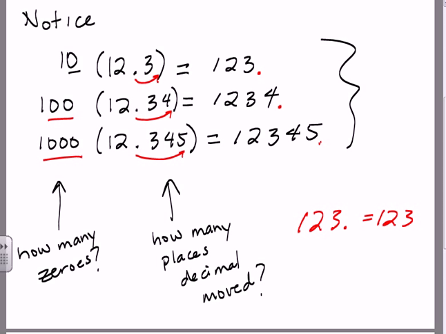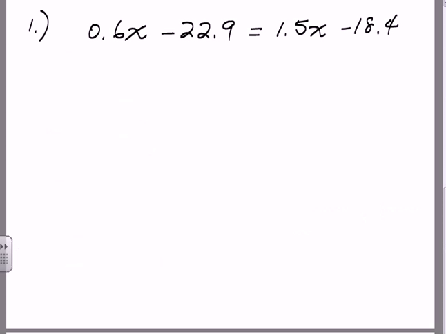So the shortcut is just notice how many places you want to move the decimal, and that's what you're going to move the decimal for everybody. So you're going to choose that by looking at the most number of digits behind the decimal. We need to see an example to see what I'm talking about.